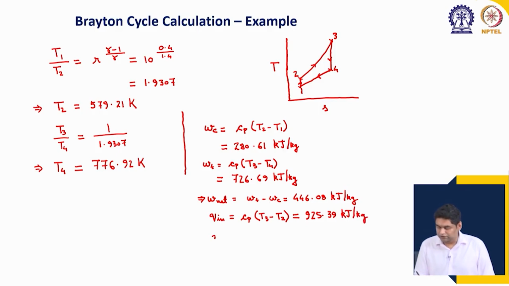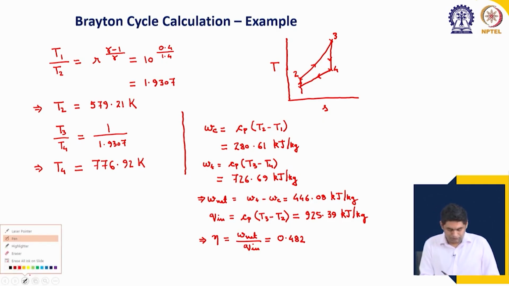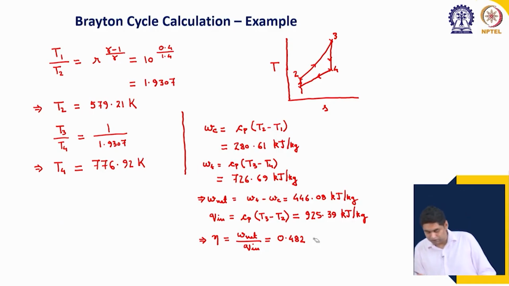Thus, finally, the efficiency, which is equal to W net by Q in, comes out to be equal to 0.482, that is 48.2% for this simple cycle, because this is ideal. In general, for a real cycle with this simplified form, considering all losses, the efficiency will come down to a much lower value, in the lower 30s percentage probably. Here it is 48.2%.